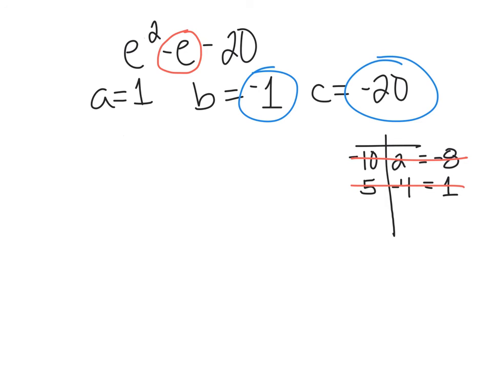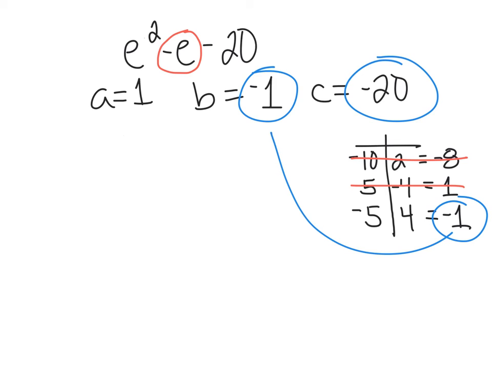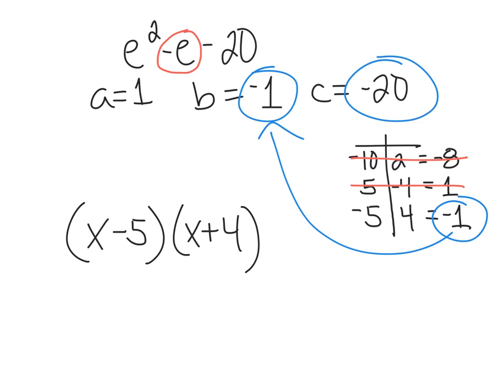Let's try and switch up those signs now. How about negative 5 and positive 4? If I do that out, I get negative 1. Perfect. I like that because that's what I'm looking for here. So I am done. Make my parentheses: x minus 5, x plus 4, and I have factored this quadratic.